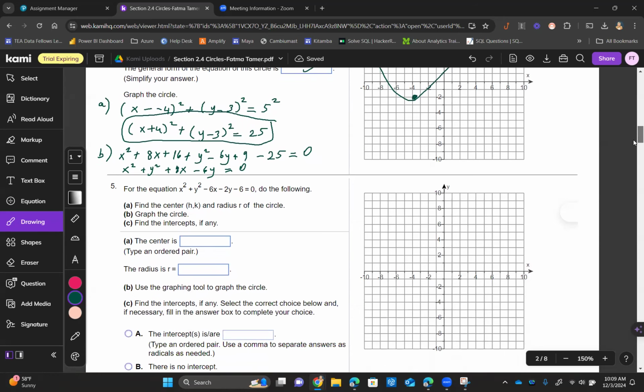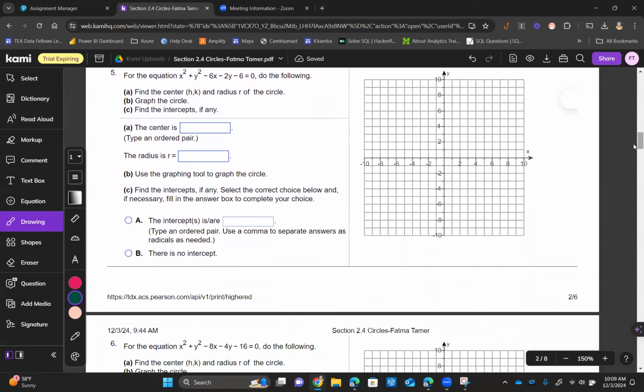Now for question 5, we have the general form of a circle given as x squared plus y squared minus 6x minus 2y minus 6 is equal to 0. From the general form, we are going to find the standard form so we can find the center and the radius. And then we're going to graph the circle, and find the x-intercept and y-intercept if there are any. This is going to be a little bit tricky because now we have the general form, and we want to organize it in a way that we can find the center.